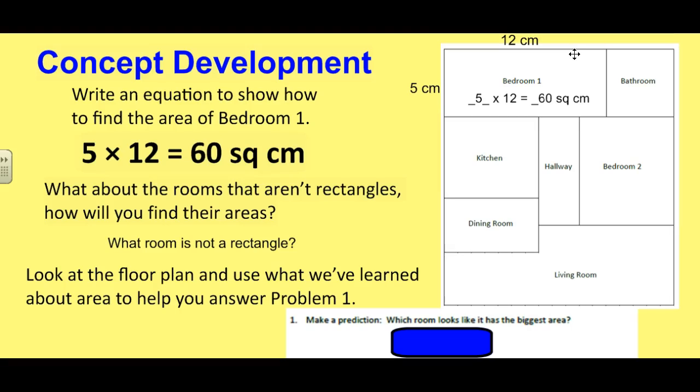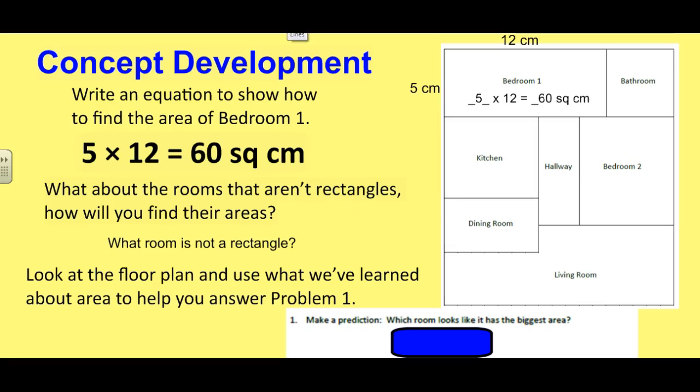So I want you to look on the floor plan and look at each room. Which rooms are not rectangles? Okay, so far, the living room is the only room that's not a complete rectangle. But from the last few lessons that we've done, we broke apart shapes that weren't complete rectangles to make them into 2 rectangles or maybe even 3 rectangles.